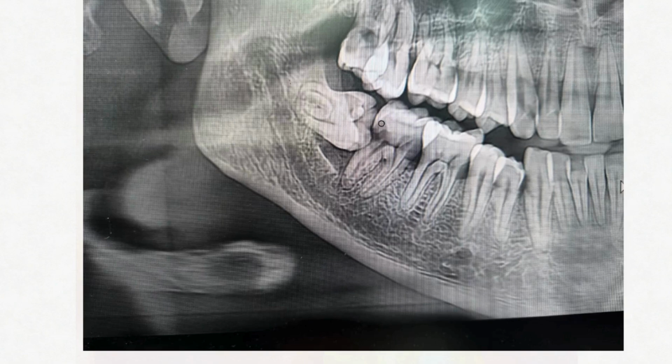So our decision here was to extract both the 8, or the wisdom, and the lower second molar. In addition, the patient was not willing to keep the lower 7, he wanted both teeth extracted. We will see in the last photo how we made a good decision here.